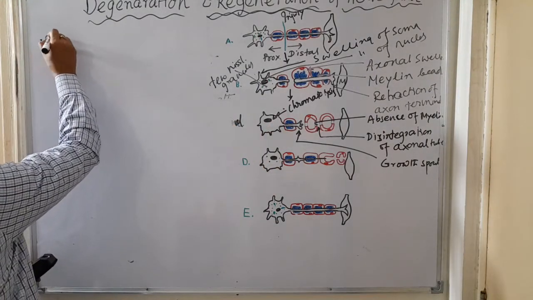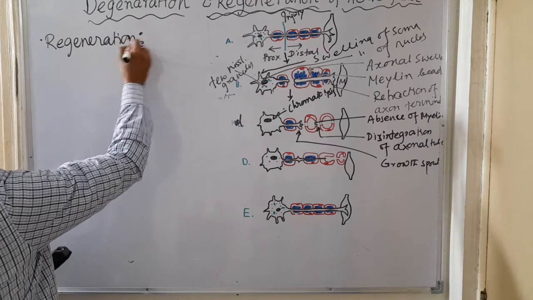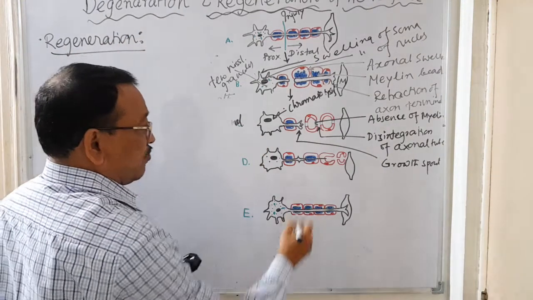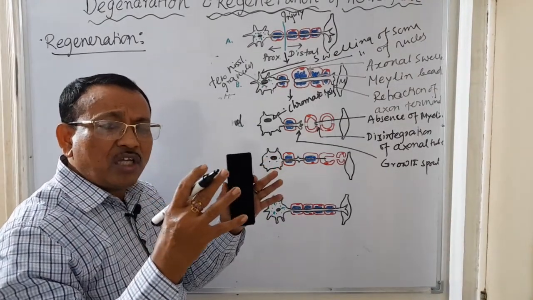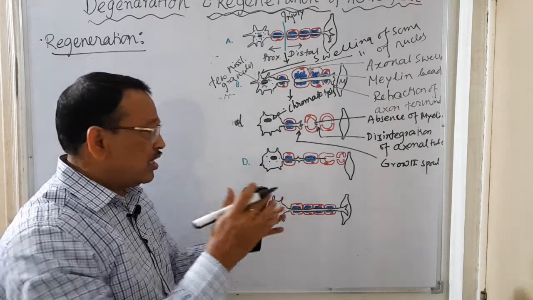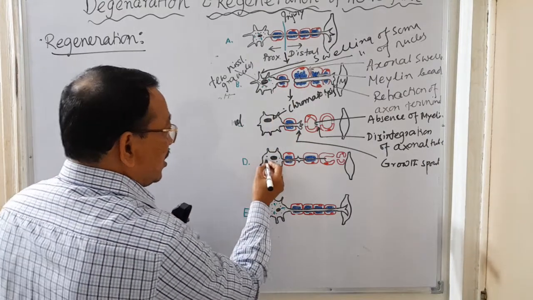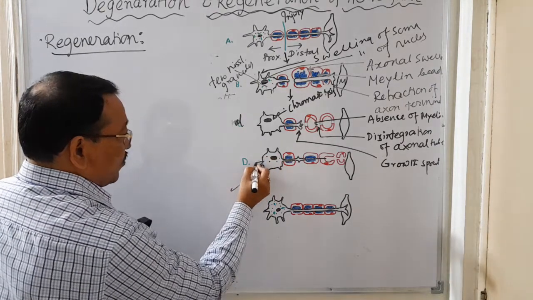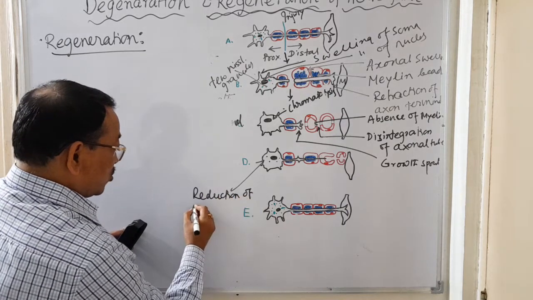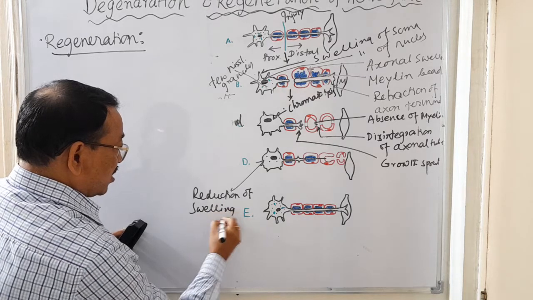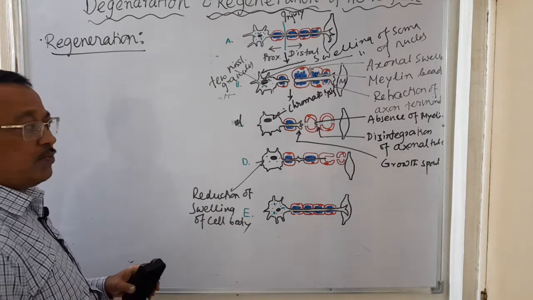During regeneration, what changes take place? Here you see in this diagram. First, what happens? The shrinkage of the cell body will start. That means the cell was swollen, so now there is a reduction of the swelling of the cell body. Reduction of the swelling of the cell body takes place.